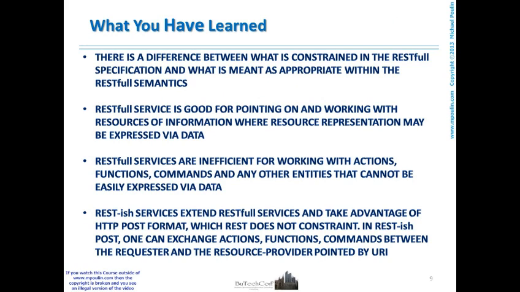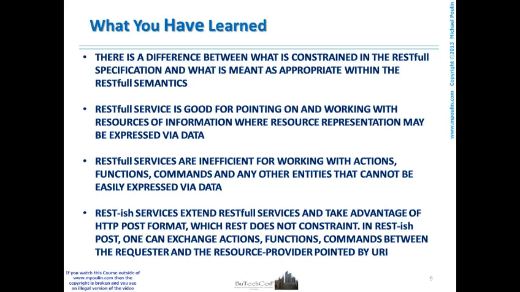What you have learned. There is a difference between what is constrained in the RESTful specification and what is appropriate within the RESTful semantics. A RESTful service is good for pointing to and working with resources of existing information, where resource representation may be expressed via data. RESTful services are inefficient for working with actions, functions, commands and any other entities that cannot be easily expressed via data and operations with data.